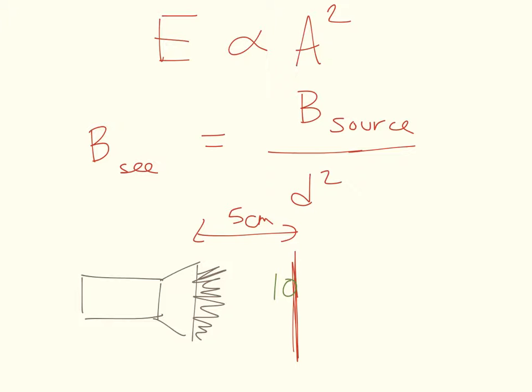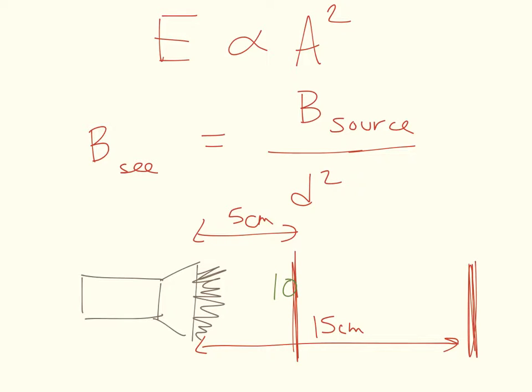Now we take the distance and we increase it to 15 centimeters from the source. What's the factor of increase? 3. The factor of increase is 3. So the brightness at that location is 9 times less than what it is at the other location.